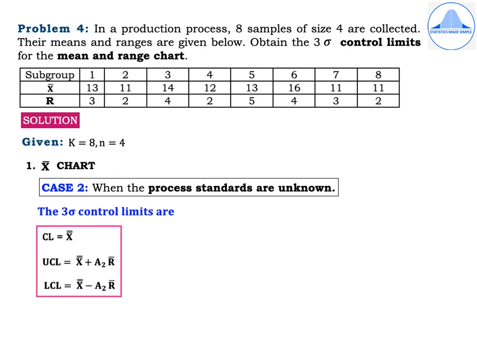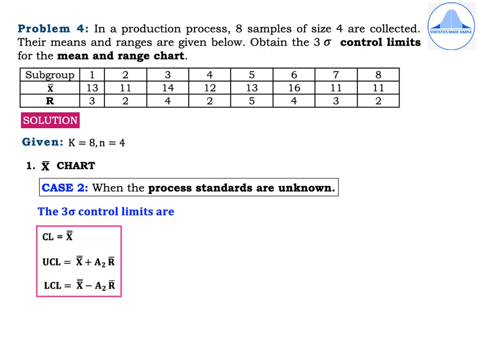Now in this question, they have only asked us to find out the control limits and we are not going to draw the control charts. So let's start with the solution. Given k is equal to 8. So remember that k stands for the number of samples and n is the sample size, that is equal to 4. Let's start with the x bar chart.